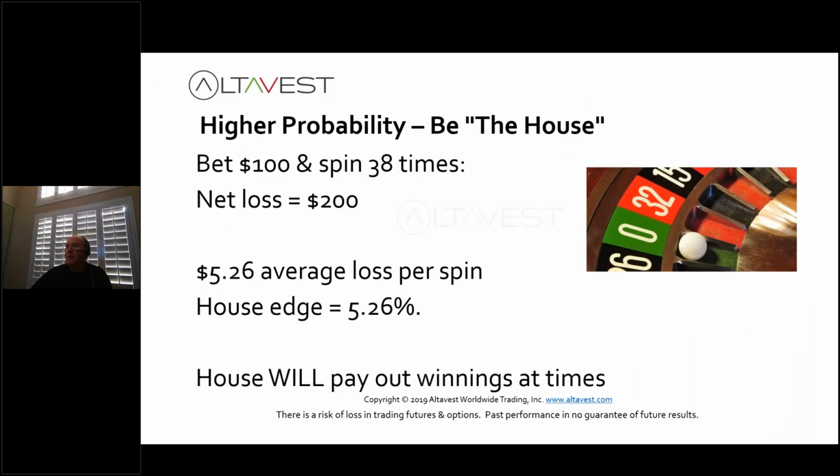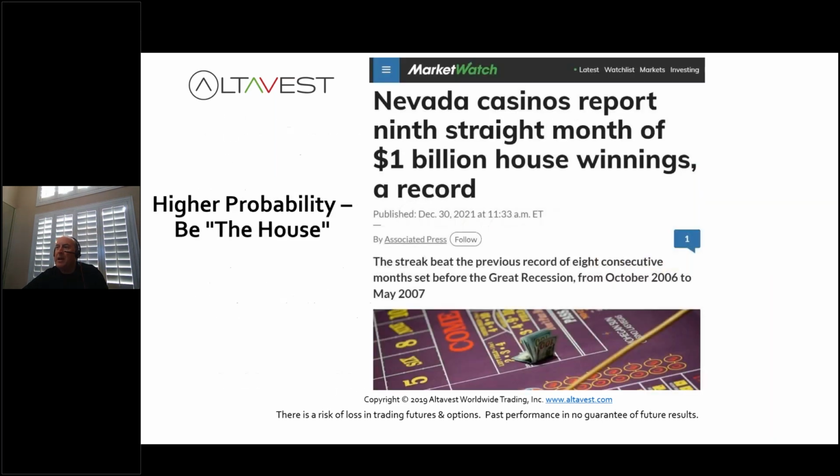Just like a casino, we won't go through this full example, but you bet on that 0 enough times, and the house is going to beat you 5.26% of the time. So that becomes the house edge. That's what the math says, and that's why those casinos have big fancy buildings. That's what we're paying for. And that's called higher probability outcomes. And that's what they call being the house.